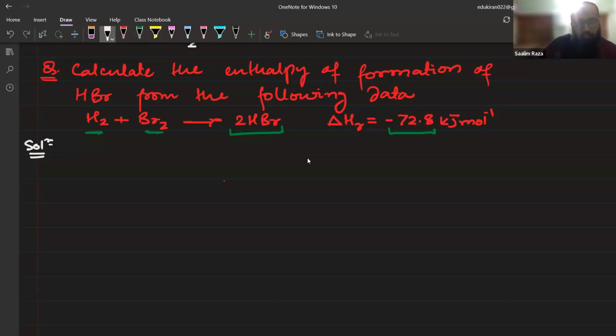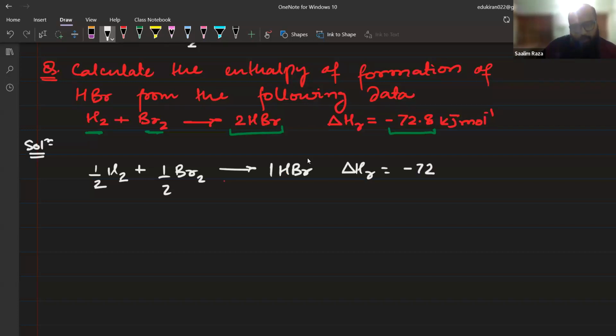Now, what they are asking you to write is the reaction for the enthalpy of formation of HBr, which will actually be half H2 plus half Br2, and it will give you 1 HBr, 1 mole of HBr. Now, if 2 moles of HBr is giving this much energy, the enthalpy of this particular reaction will be minus 72.8 divided by 2 kilojoule per mole. अगर आपको 2 HBr से इतनी एनर्जी मिल रही है तो 1 HBr से उसकी आधी मिलेगी. करेक्ट गाइस? है ना? सिंपल.